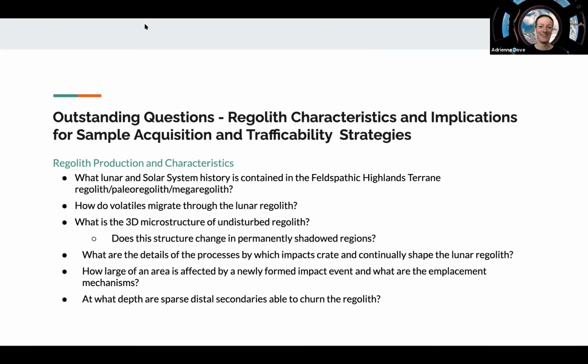No problem. Yeah, and so I know Addie just went through questions and discussion related to dust. We also had several that came up related to regolith, and I won't go through all these here, but you can see them listed. These were questions that some of our speakers highlighted as key things that need to be answered for future exploration. Things like how do volatiles migrate through the regolith? What is the 3D microstructure of undisturbed regolith, and how are these structures different, if they are at all, in permanently shadowed areas? We had some discussion on the processes by which impacts continually shape the regolith, and how large of an area is actually affected by a newly formed impact.